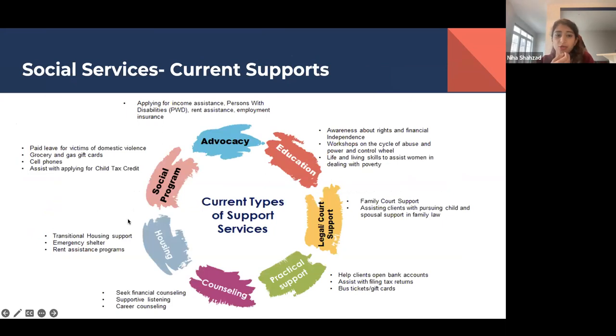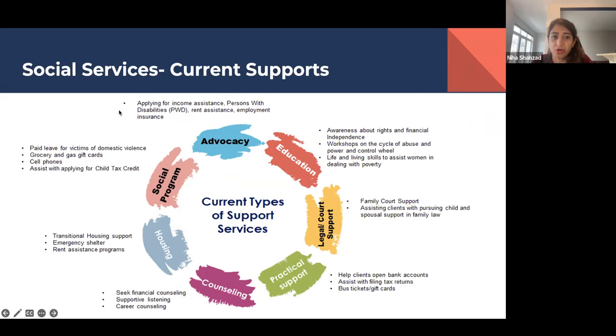The current supports that social services provide are within a spectrum. It goes all the way from advocacy and education to counseling or legal support. So we had a range of social service providers within our study. Some helped victims apply for income assistance or persons with disability assistance, or helped guide victims through family courts or legal support. There are some social service providers that had these wraparound supports as well.